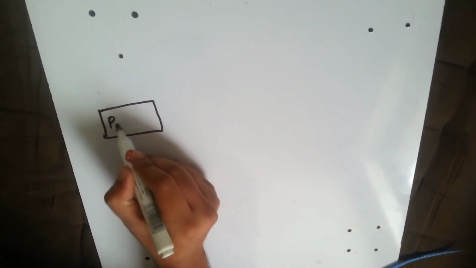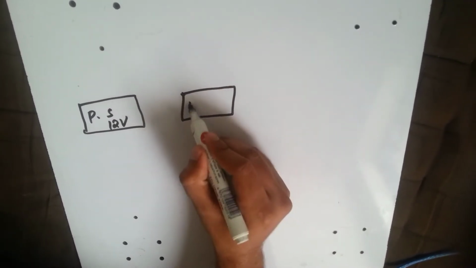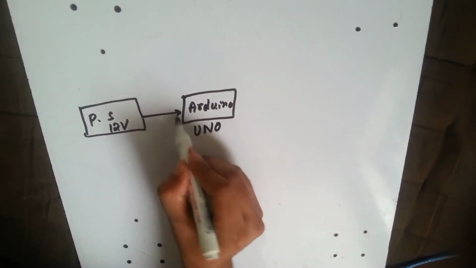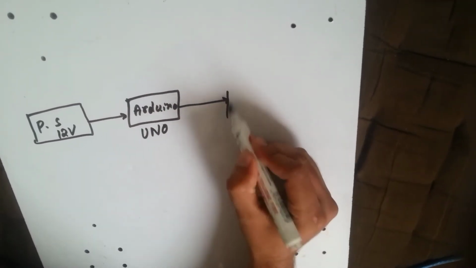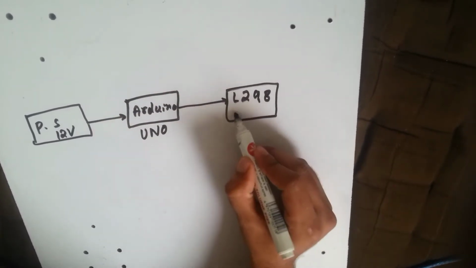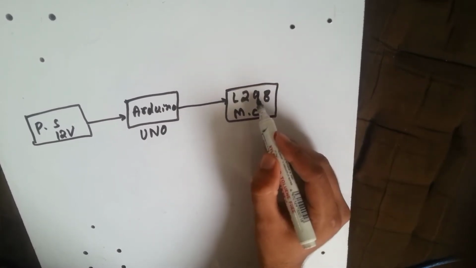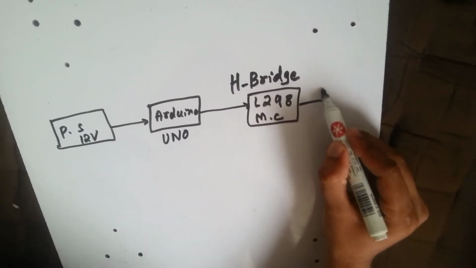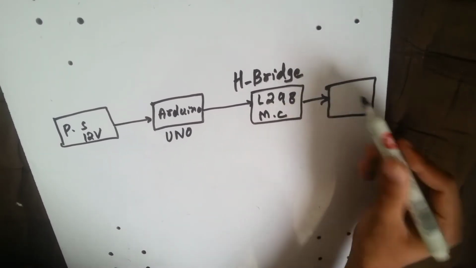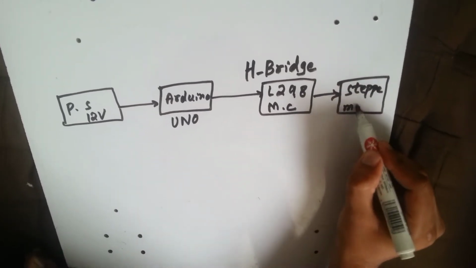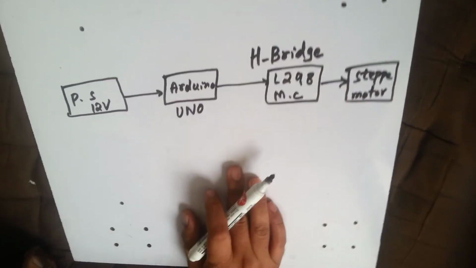First of all, there is a power supply of 12 volt, which supplies the power to the Arduino UNO board. And Arduino UNO sends the command to the motor controller L298, also known as the H bridge. Then L298 decides basically in what direction that motor has to rotate. So we are using the stepper motor, so there should be a stepper motor after L298.